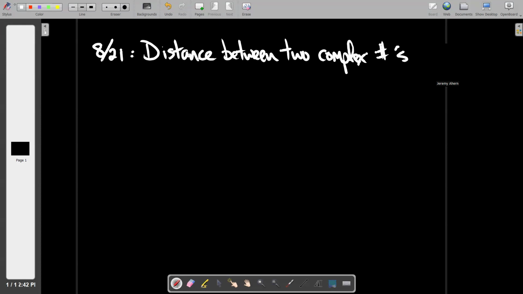Complex numbers are often named with letters. So if a complex number's name is Z, in the worksheet that I gave you, the formula I gave you, I just called it Z sub one. So that just means he's my first complex number. His name is Z, but because he's the first one, I'm going to call him Z sub one.